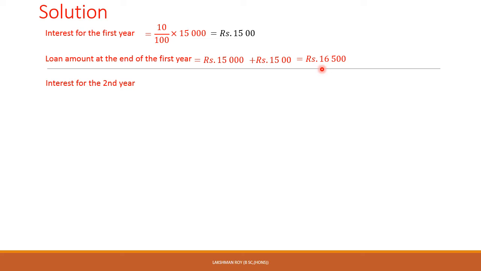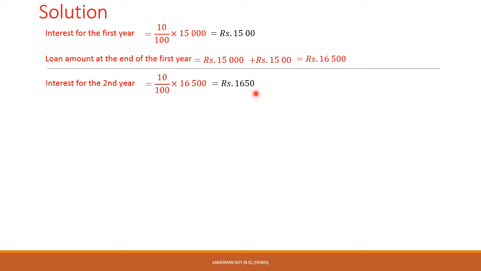How to calculate interest for the second year? Rate is 10%, that is obtained. This should be multiplied by 16,500. Then you can cut the zeros here. Then you get 1,650 rupees, right? So that is the interest for the second year.